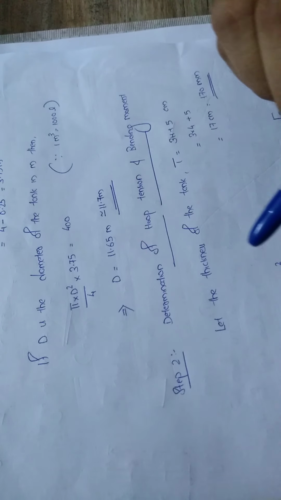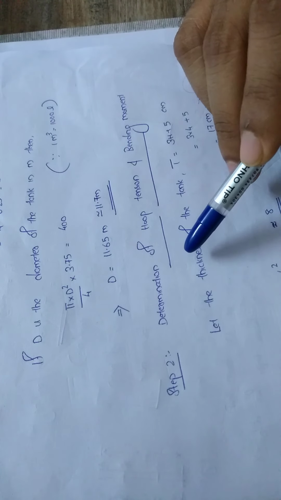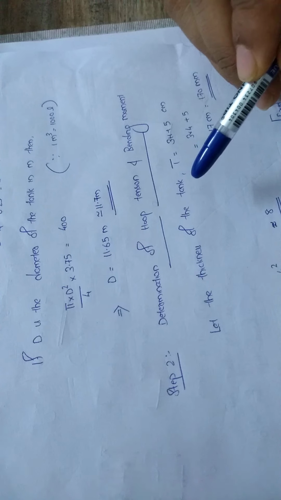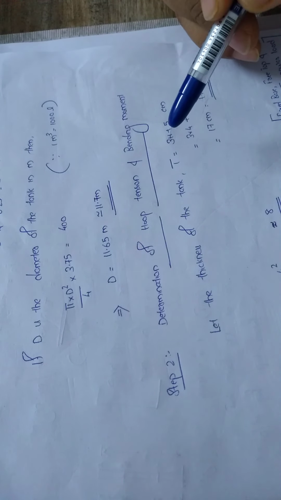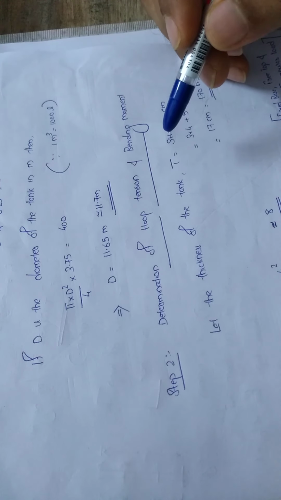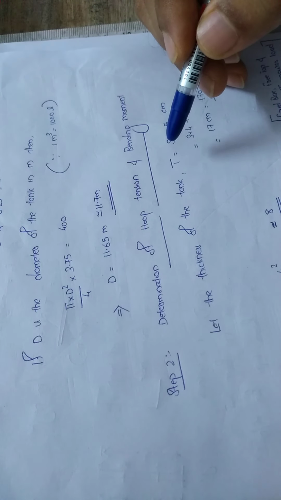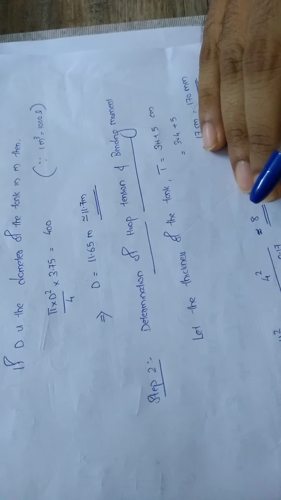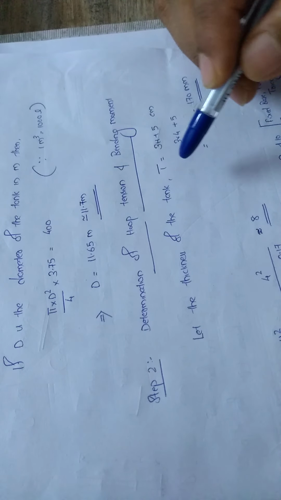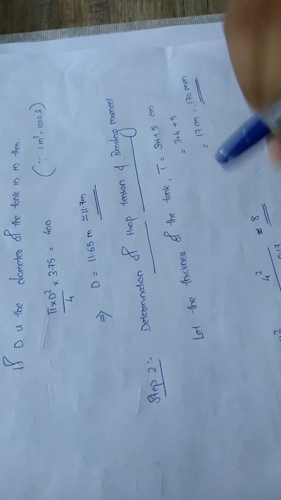In step 2, we are going to determine the hoop tension and bending moment. So we know that for a circular tank with fixed base, there will be hoop tension as well as cantilever bending moment. We have to find out the hoop tension as well as the bending moment in this case.